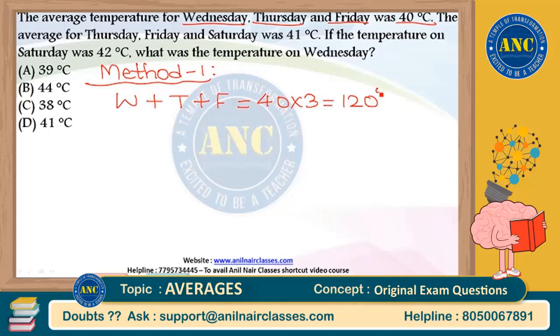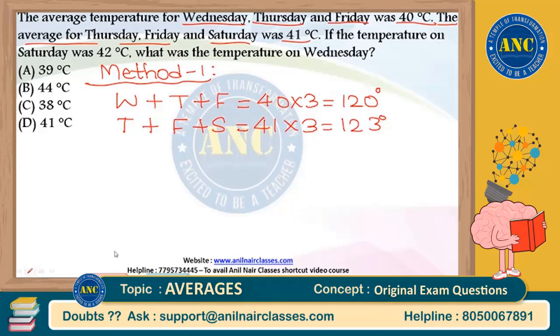It is 120 degrees. Similarly, the second statement is the average for Thursday, Friday and Saturday was 41 degrees. So Thursday, Friday, Saturday, 41 degree average means all the 3 days it is 41. So it is 41 into 3. It is 123 degrees, right?